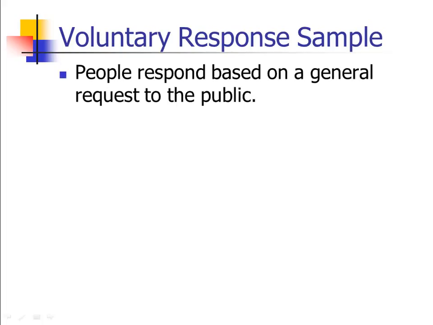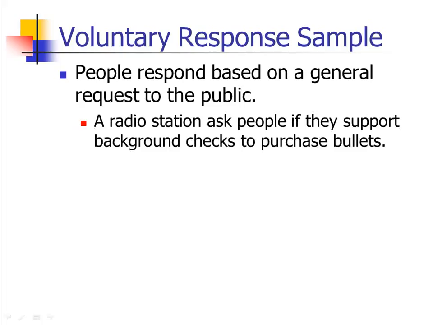Okay, so let's take a look at the voluntary response sample and some of the issues associated. A voluntary response sample, again, is where you have a general request sent out to the public, and then people voluntarily respond. So maybe something like this. A radio station asks people if they support background checks to purchase bullets. I want you to think about that for a second and think about the issues. Okay, this is highly biased. So again, discuss with your team and then enter an answer.